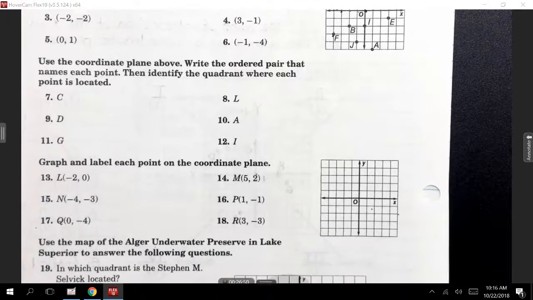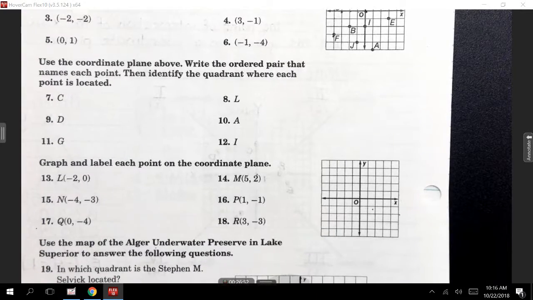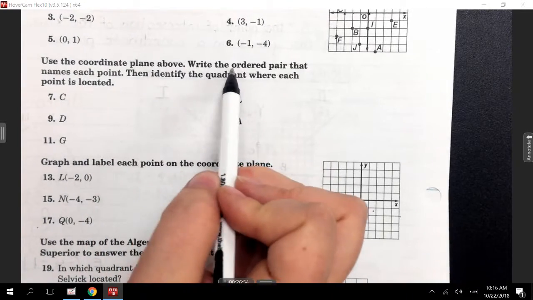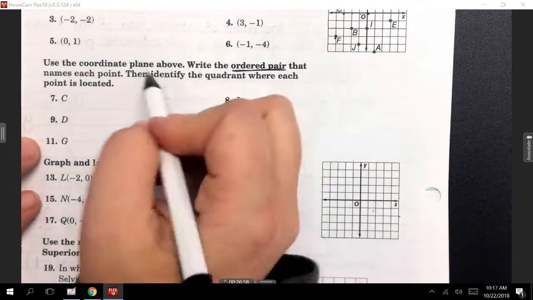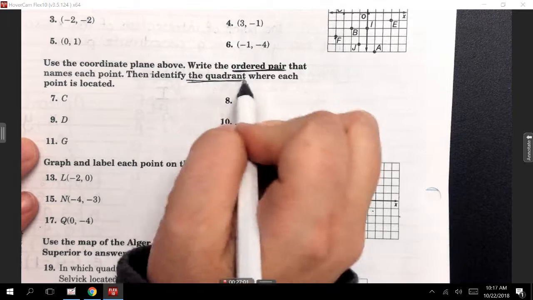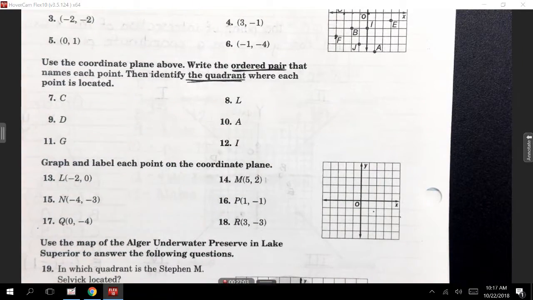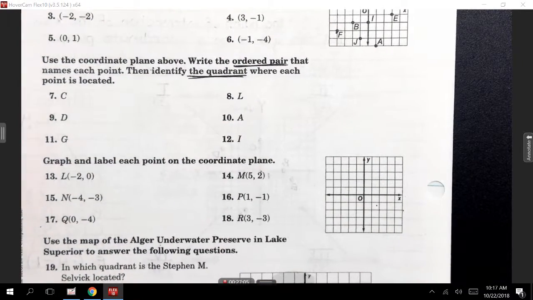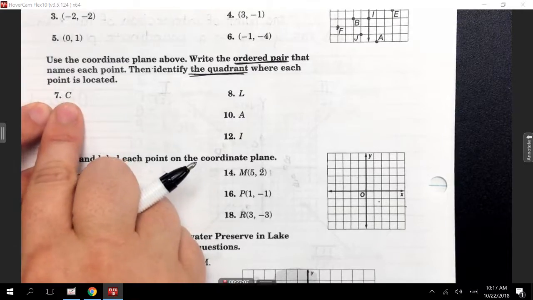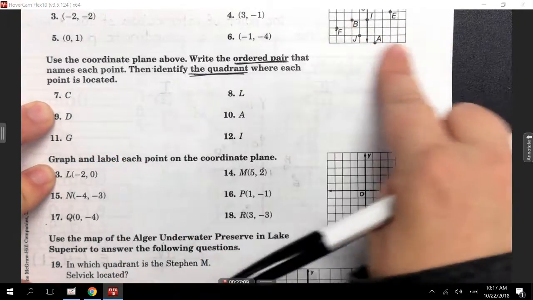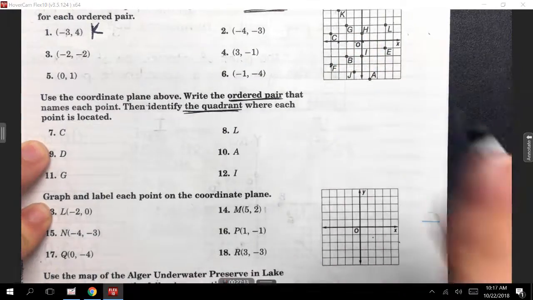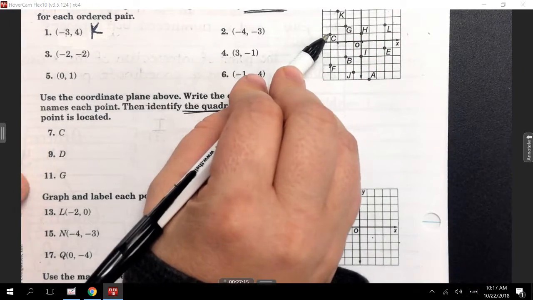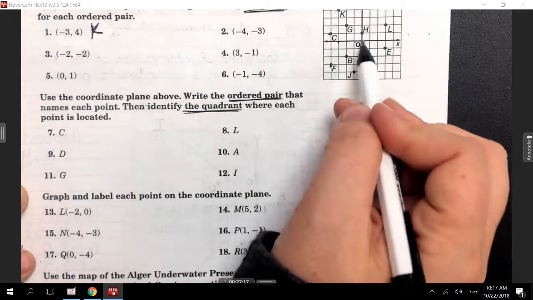All right, let's look at the second one real quick, because this is where people have gotten a little confused. It says use the coordinate plane, write the ordered pair, then identify the quadrant. So how many answers should I have on number 7? 2. So on number 7 it says C. We're using this graph still. The graph from up above, we're still using that graph. So I'm going to find C. There's C.